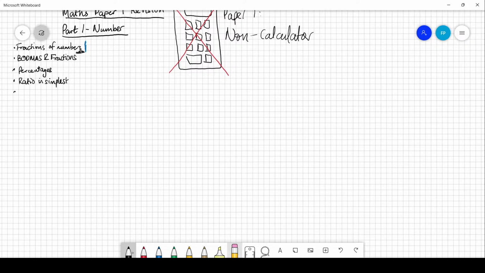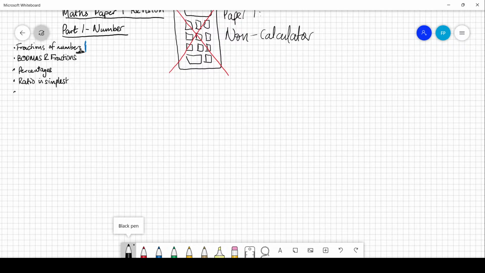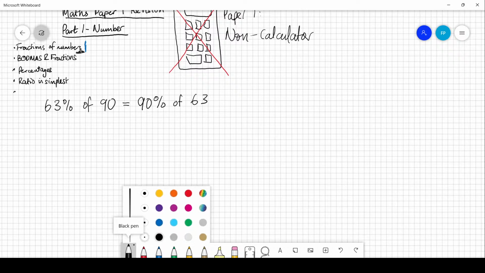So we'll go into some percentages now. First, you have your obvious one, which was like the fractions of amounts. You'll have percentages of amounts. But here's a little trick that you might not have been taught. If I were to tell you how to find 63% of 90, this actually means you can do 90% of 63. Basically, you can switch these around.